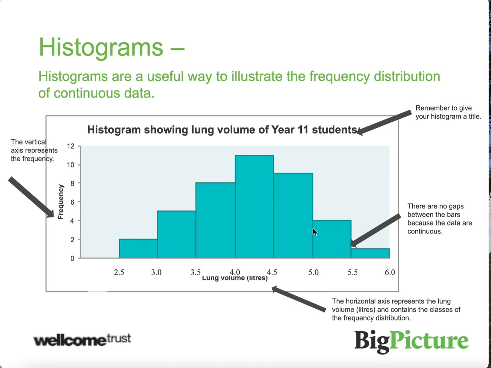Okay, so this shows the lung volume of year 11 students. So this would be like a junior. What's their lung volume? If someone measures at 3.6, they would go in this category here, the range between 3.5 and 4. So you can see most juniors in high school, their lungs can hold between 4 and 4.5 liters. Some people bigger than that, some people smaller than that.